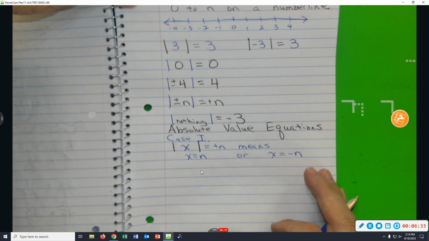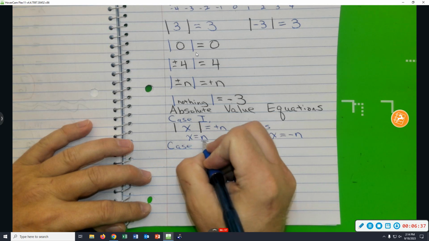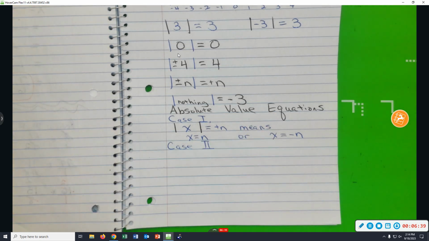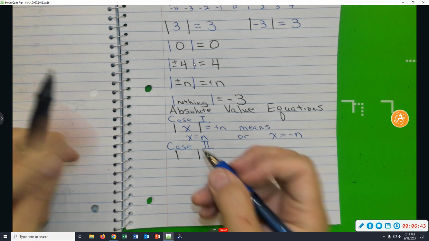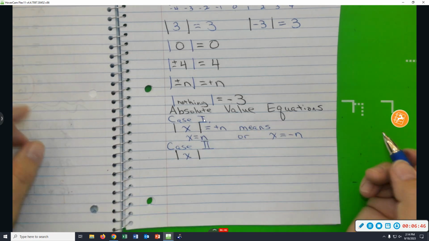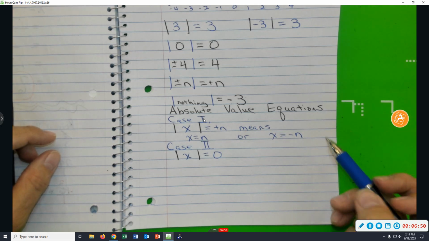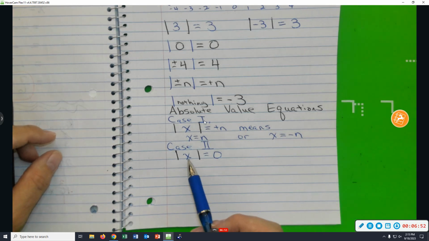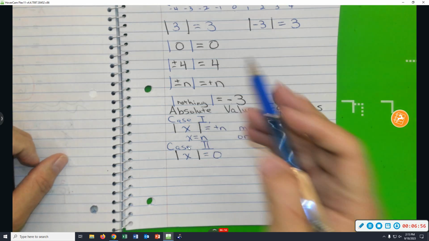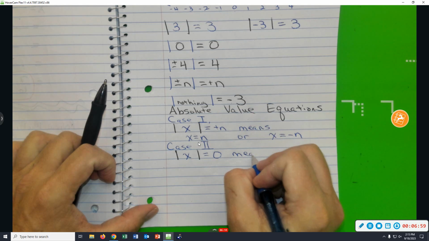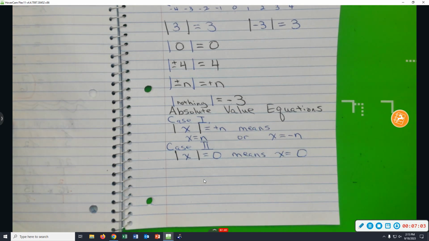The second case: the absolute value by itself on one side, the absolute value equals 0. The only way an absolute value is going to equal 0 is if that stuff inside there is what? 0. So that means the stuff inside the absolute value bars must equal 0.